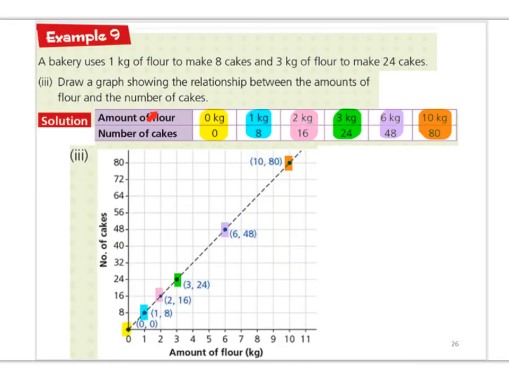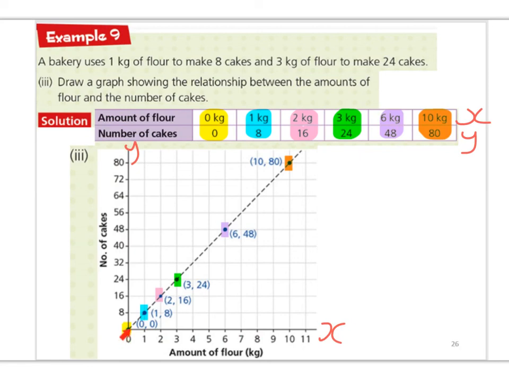So again, the first row, the amount of flour, is going to be our x-axis. So this entire row here, 0, 1, 2, 3, 6, 10, this is our x-axis going across. And then the second row, the number of cakes, 0, 8, 16, 24, 48, and 80, that's going to be our y values. And this is our y-axis. So our x-axis going across is the amount of flour in kilograms, and our y-axis going down is the number of cakes. So 0, 0 is our first point that we're going to plot on our xy axis.